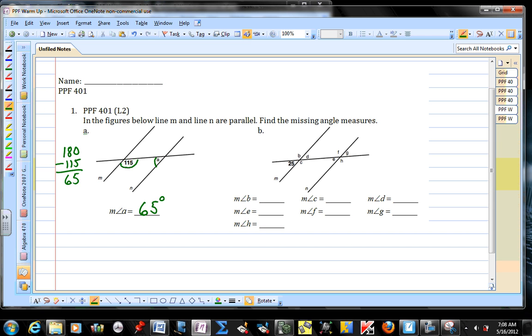Now moving on to part B. They tell us that there's an angle down here that's 25 degrees, and we're supposed to find a bunch of stuff. So let's see, what's the same as 25 degrees? Well, angle D is going to be 25 degrees. What else? It looks like angle E and angle G.